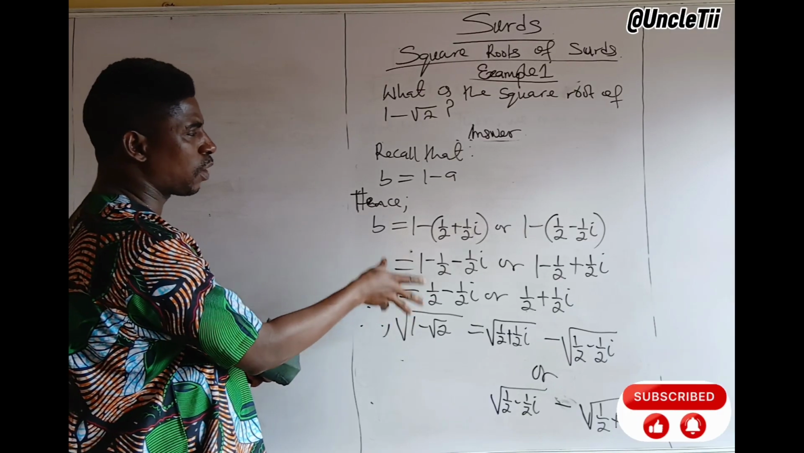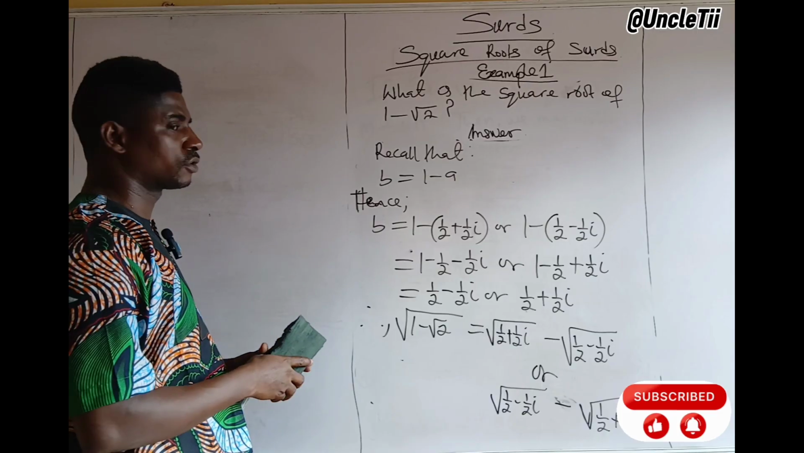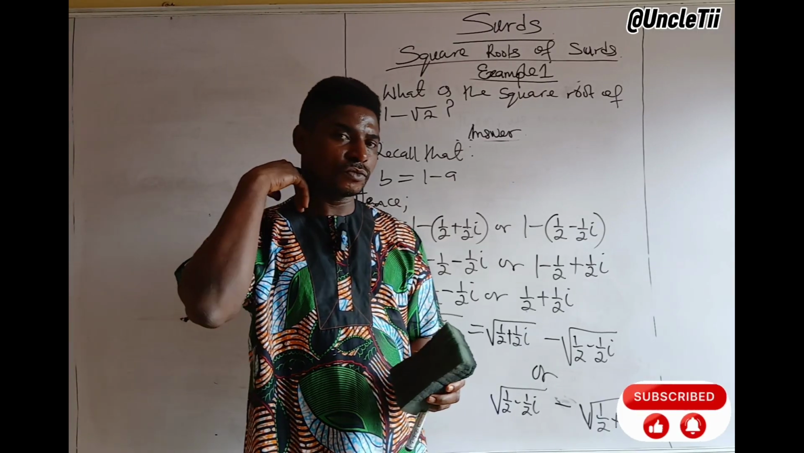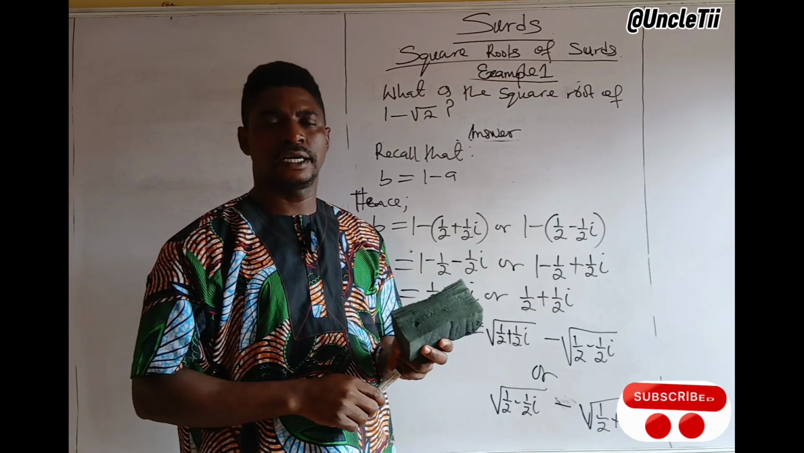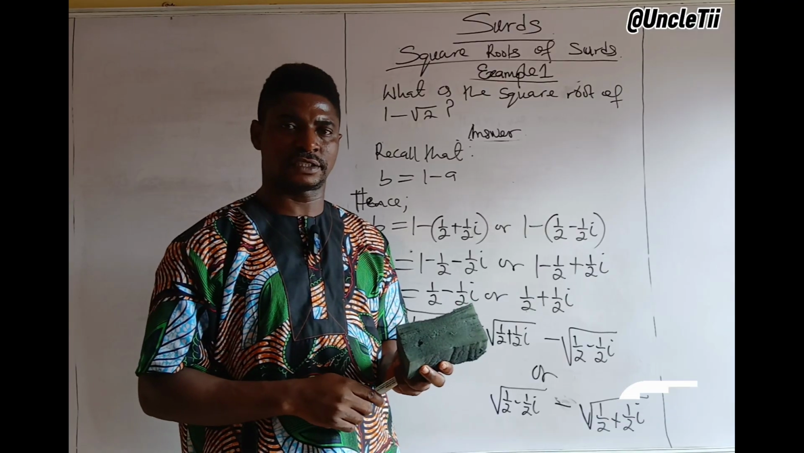This is a classical application of the concept of equality of sorts to find square root of numbers. We are yet going to take a second example in the course of this lesson.